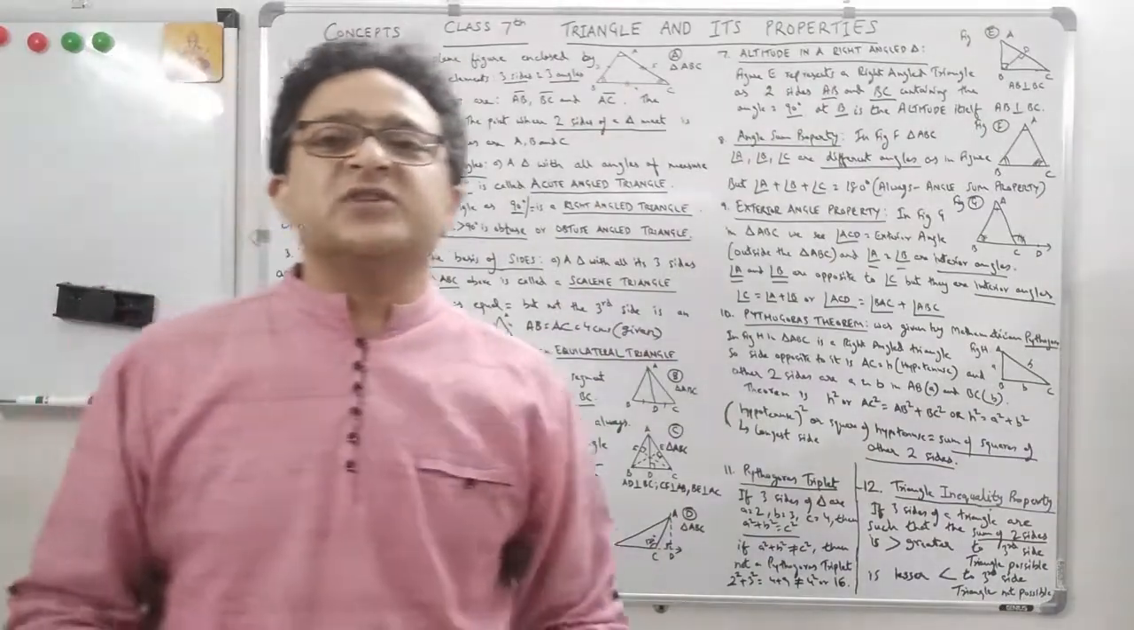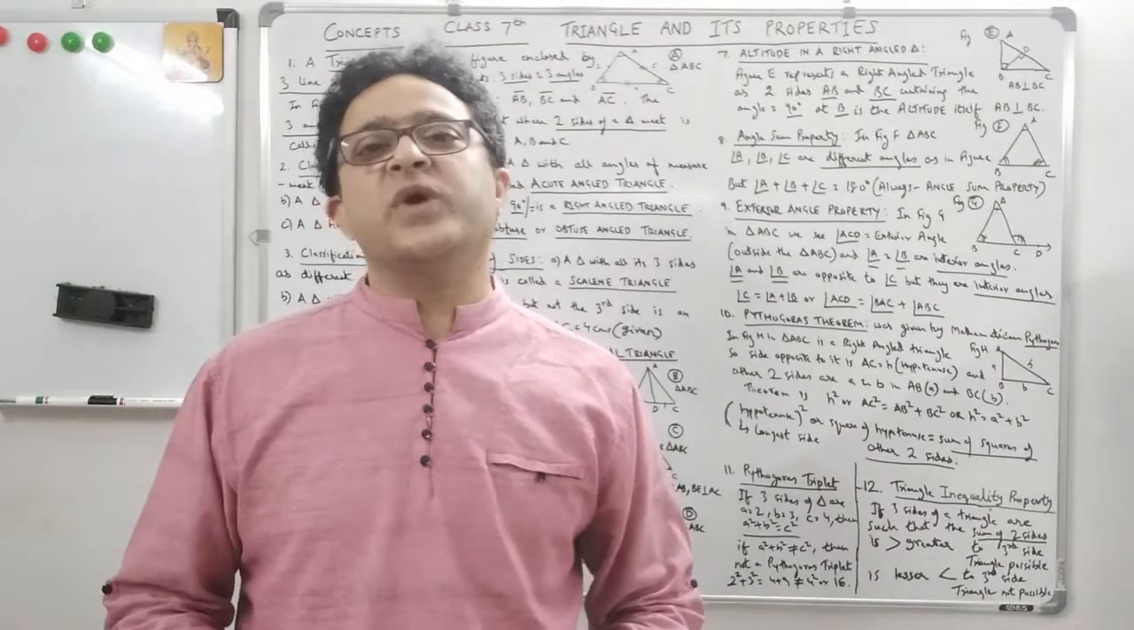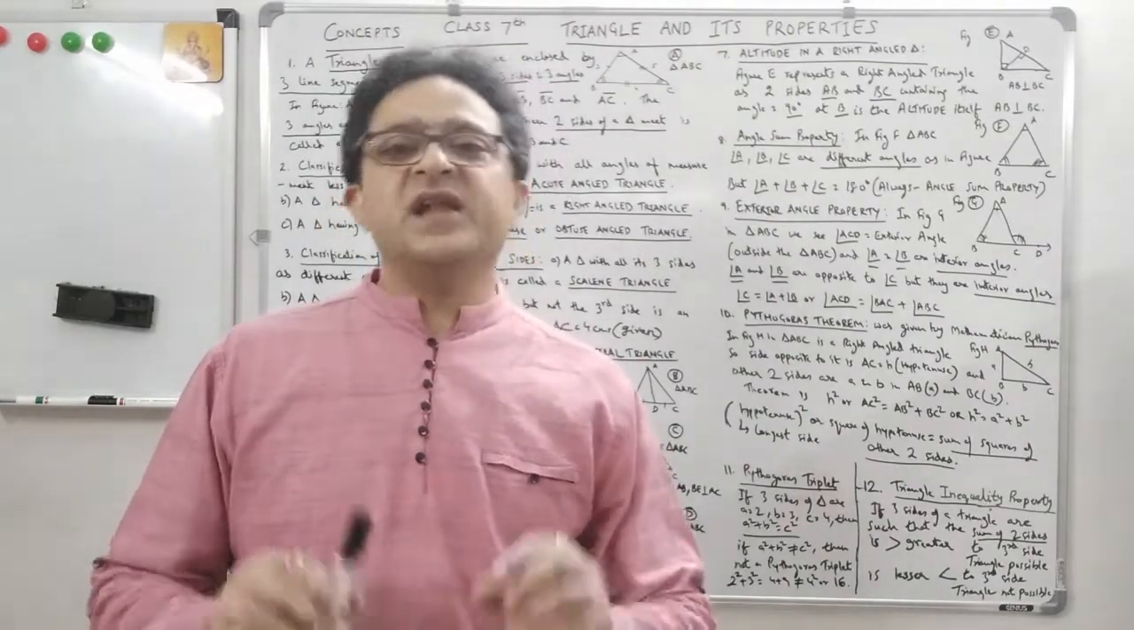However, if A square plus B square is greater than C square, then the triangle will be formed.